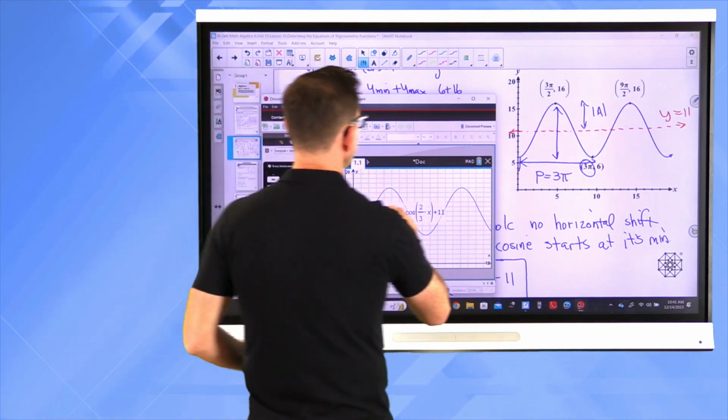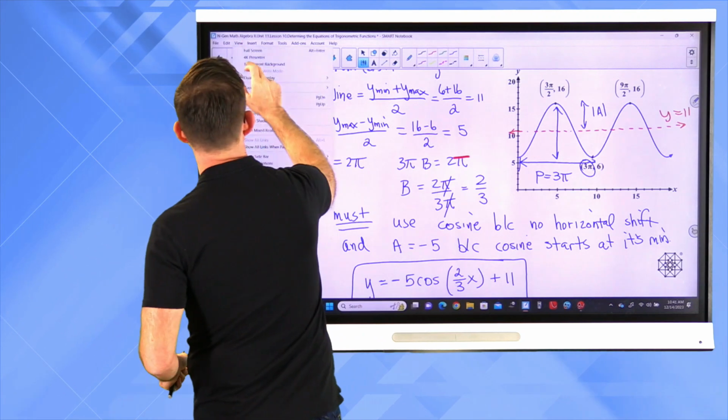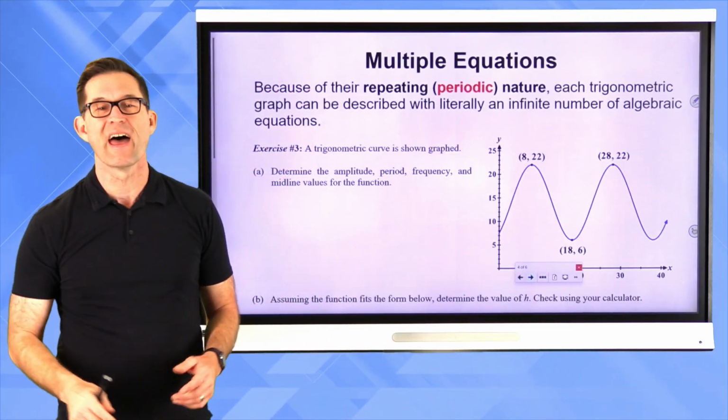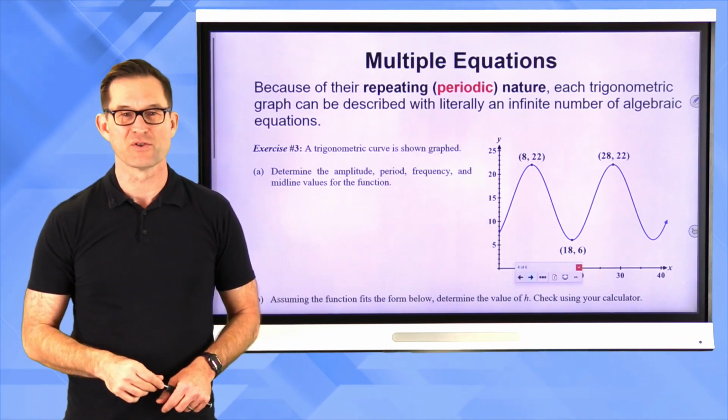Okay, that being said, let me bail out of here. And let's go on to the next problem. Now, let's talk about multiple equations.